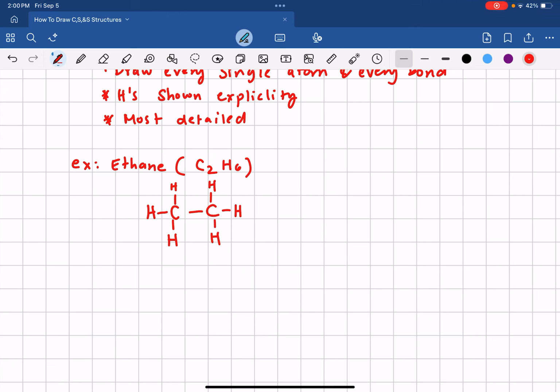Let's count and make sure it also has a complete octet. 1, 2, 3, 4, 5, 6, 7, 8. That also has a complete octet. Now, this is an expanded structure whereby I drew all of my hydrogens, no shorthand notation, and all of my carbons, also no shorthand notation.